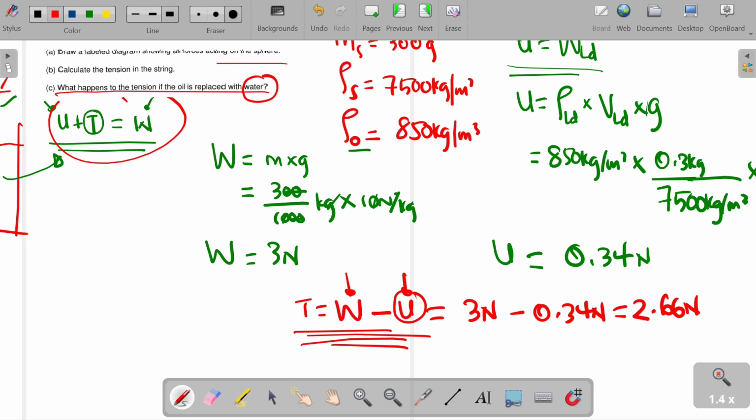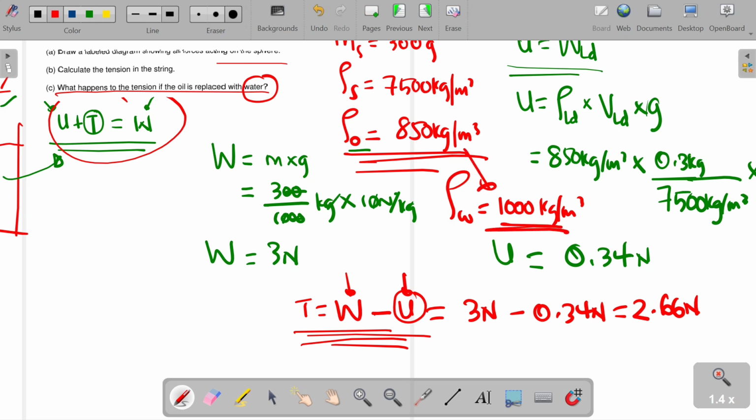If you look at the liquid itself, the density of the oil is 850, but the density of water is equal to 1000 kg per cubic meter. So if we change from oil to water, the density has what? Increased. And once density increases, the upthrust that the object will experience will also be higher. If the upthrust is higher, what will happen to the tension? It will decrease. So you can relate it to that and then come up with your own conclusions.